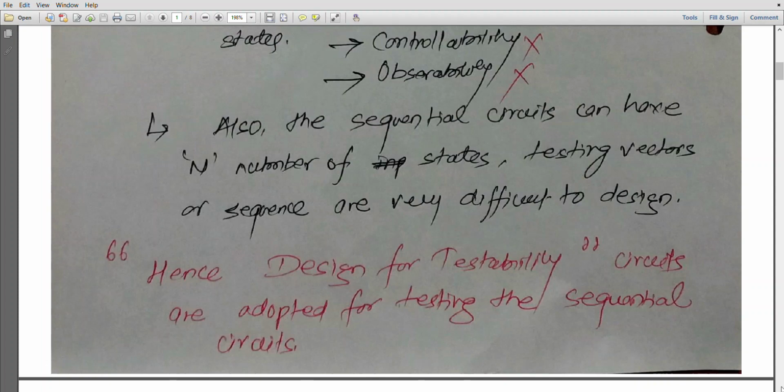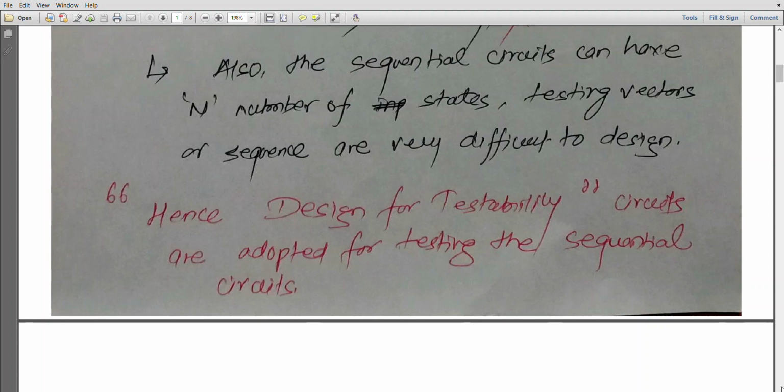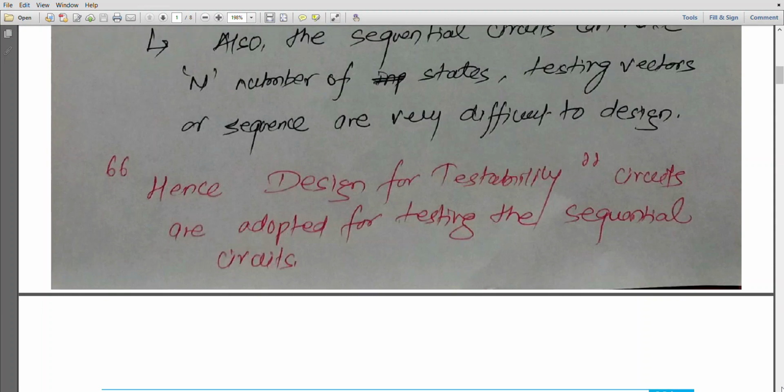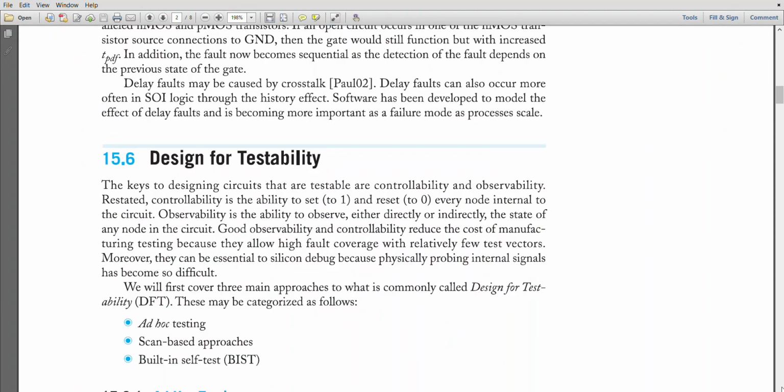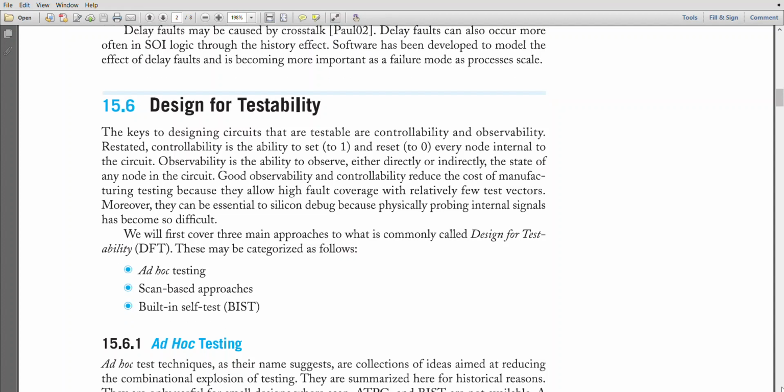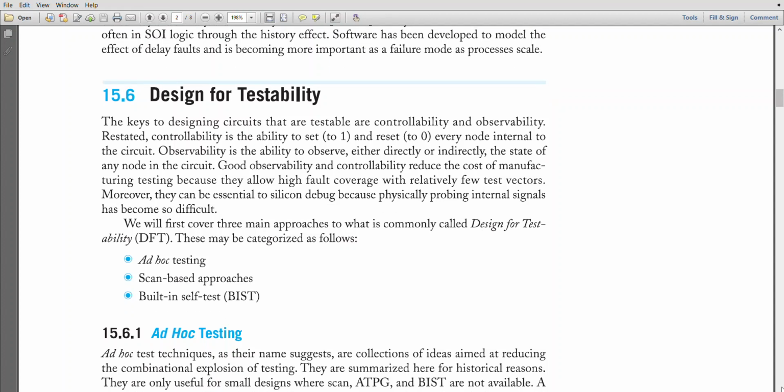So hence design for testability circuits are adopted for testing sequential circuits. Today we are going to cover all the theoretical parameters related to design for testability, which is specifically for sequential circuits. एंड ये जो है तीन पार्ट में डिवाइडेड है, मतलब तीन डिफरेंट कैटेगरी है: एडहॉक टेस्टिंग, स्कैन बेस्ड अप्रोचेस, एंड थर्ड इज बिल्ट इन सेल्फ टेस्ट. सो वन बाय वन इसको कवर करेंगे.